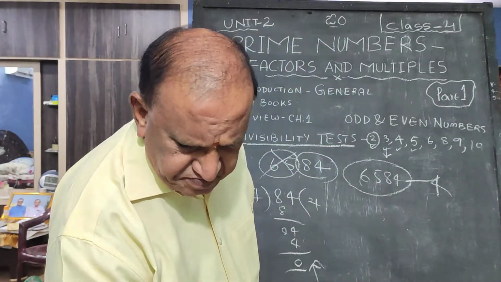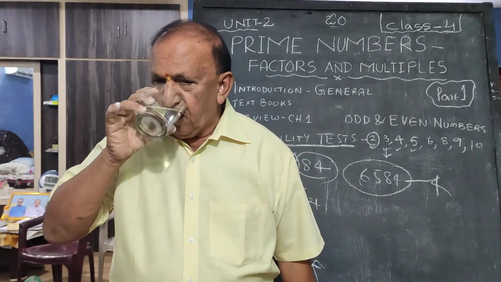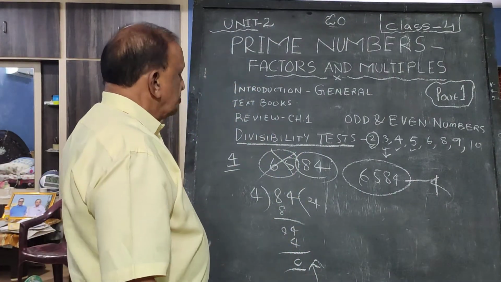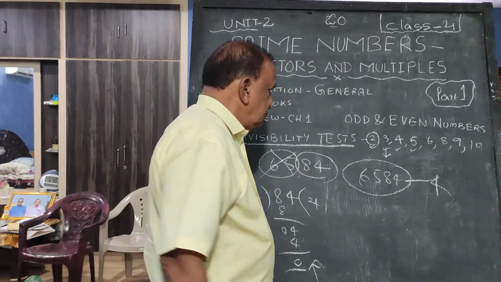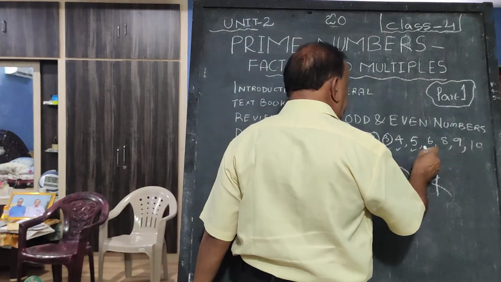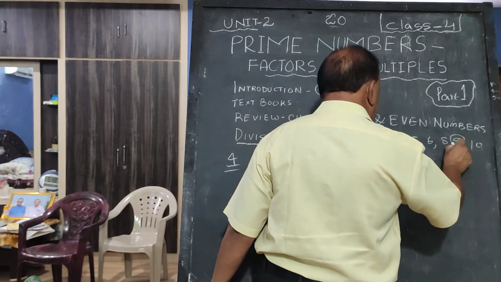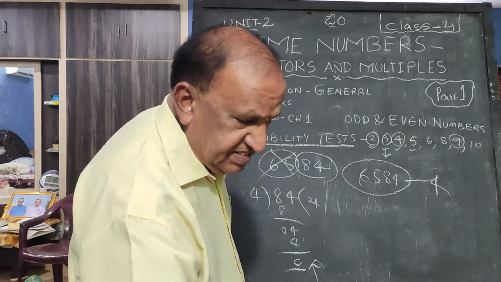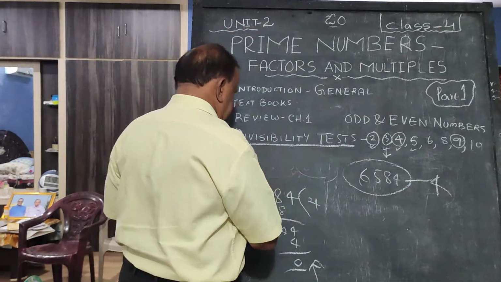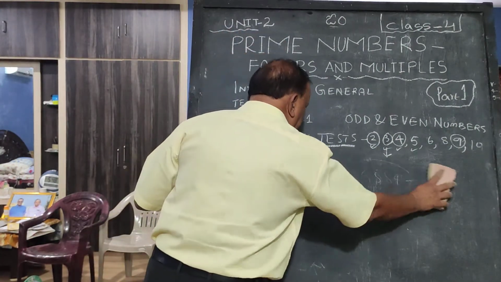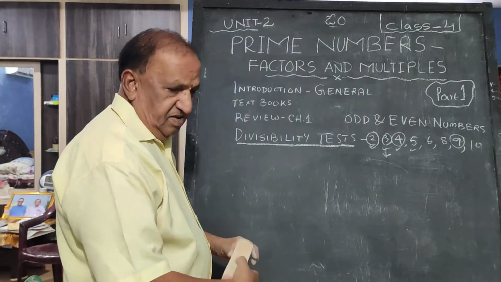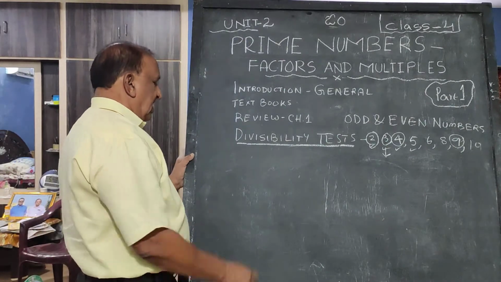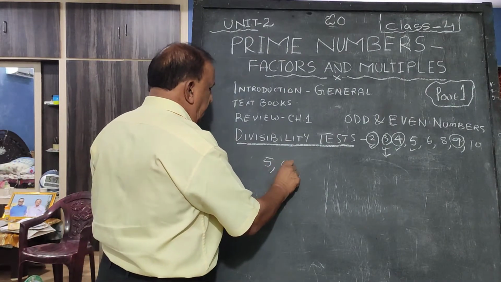So we studied divisibility by 3, 4, and 9. How about divisibility by 5? This is easy. A number is divisible by 5 if the last digit is either 5 or 0.